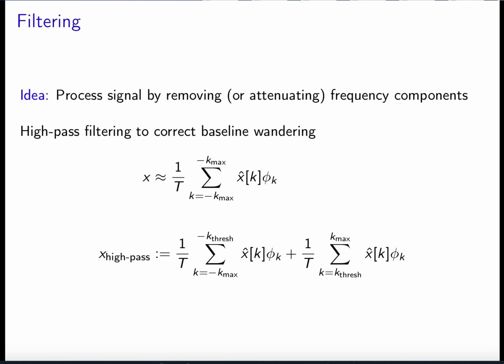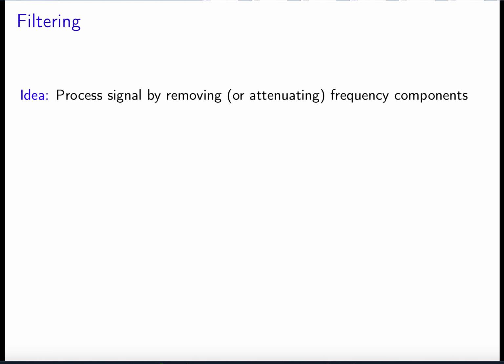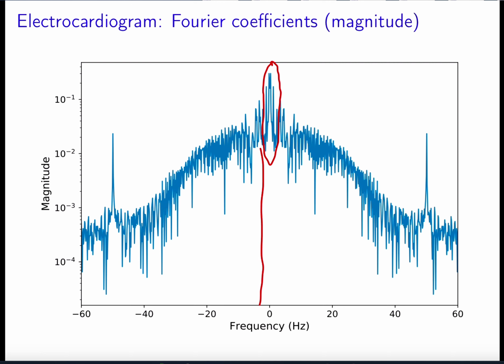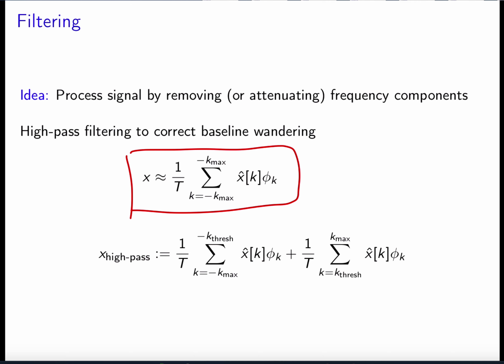The idea is that we approximate the signal in terms of its Fourier series up to a very high frequency so that the approximation is very good. And then we say, okay, I want to take a band here between minus k thresh and k thresh, and I want to throw that away. You just eliminate this, not include this at all. And that's exactly what we do. We just take the Fourier coefficients between minus k max and minus k thresh, and k thresh and k max, and we ignore the rest.